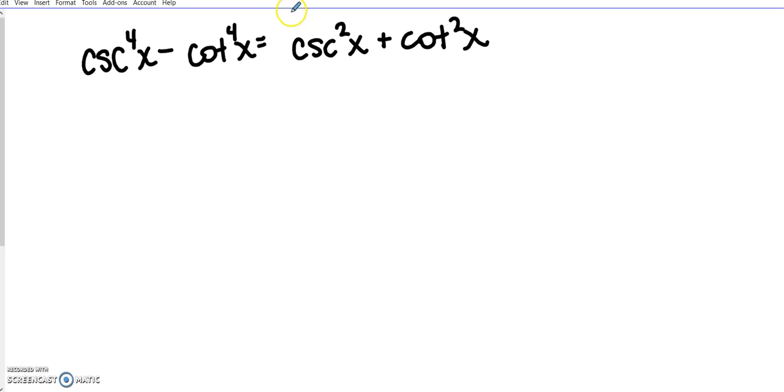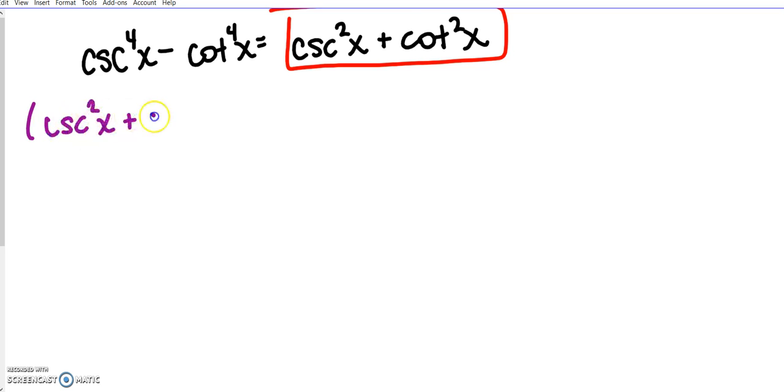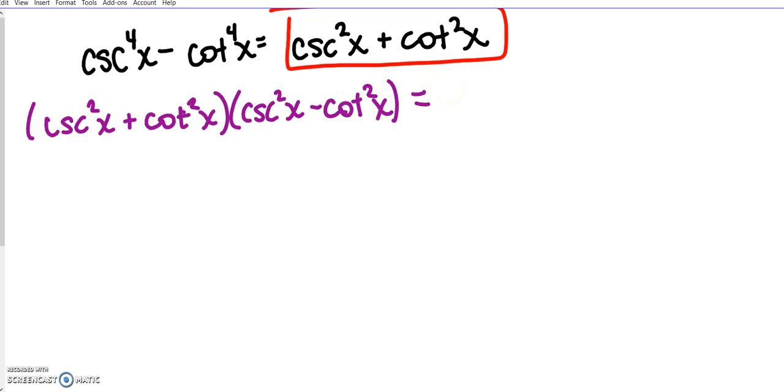So this right side, I'm going to leave alone, and we're going to try to make sure we can prove to that. I'm going to start on this left side, and I'm going to factor this using a difference of squares. So this becomes cosecant squared of x plus cotangent squared of x times cosecant squared x minus cotangent squared x using our algebra skills. You can check that by multiplying back. Cosecant squared times cosecant squared gets us cosecant to the 4th. The middle terms, one's positive, one's negative, they'll cancel. And then the last terms, cotangent squared times negative cotangent squared is negative cotangent to the 4th.